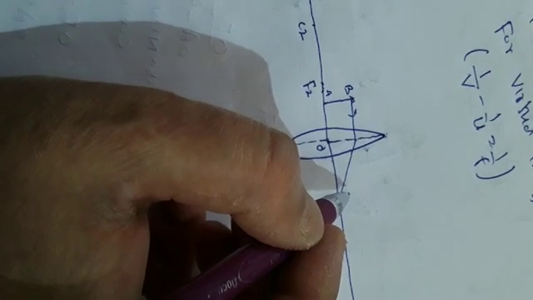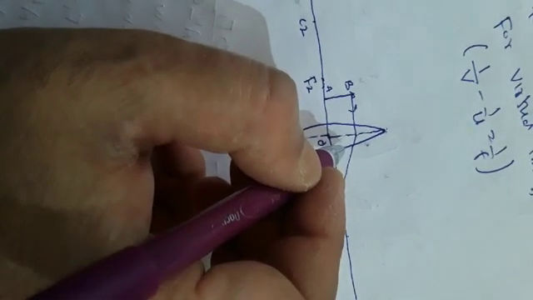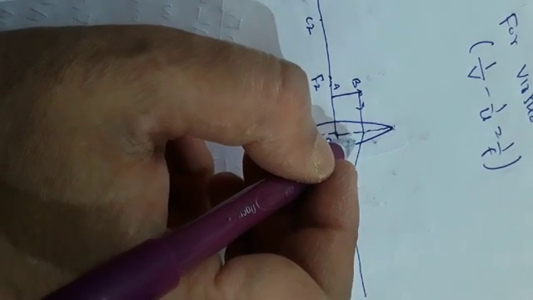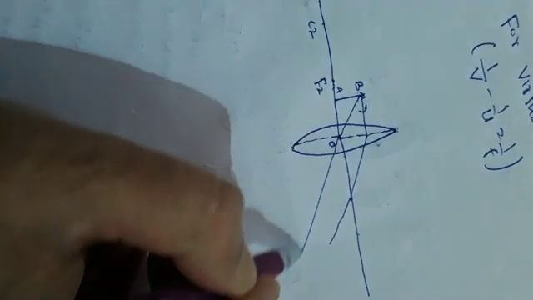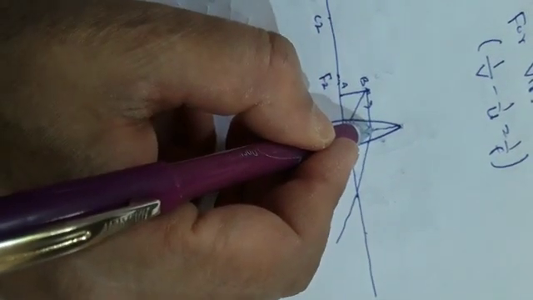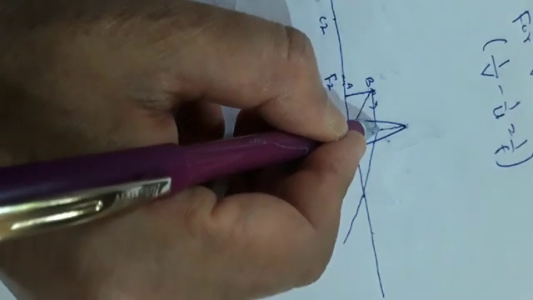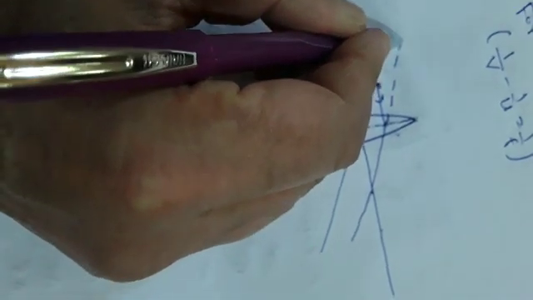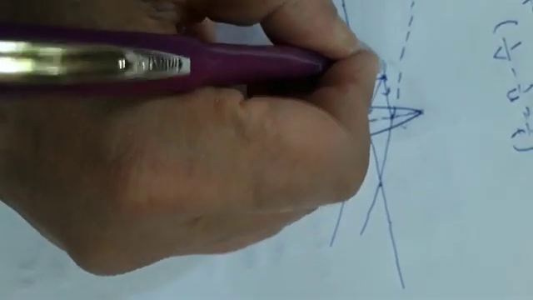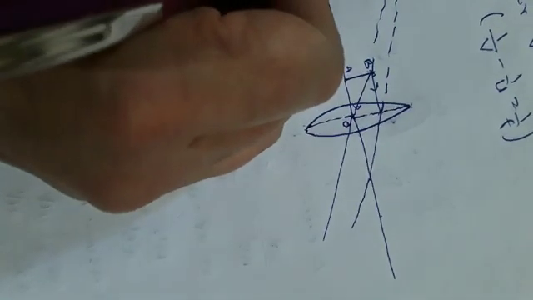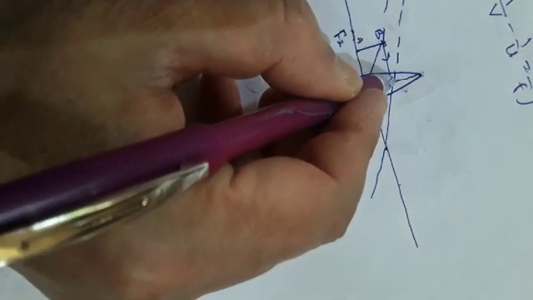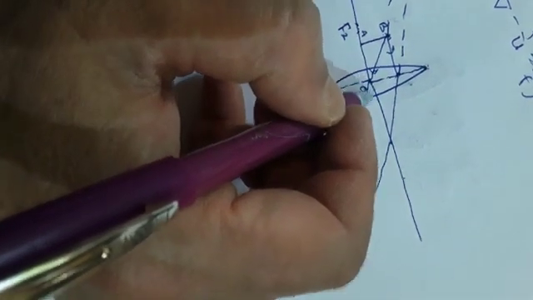Since it gets refracted here, another ray of light falling through the optical center passes in a straight line. When we produce these rays in the backward direction, they try to meet here. This is the enlarged image. Suppose it is A dash B dash. Here, this is the enlarged image.